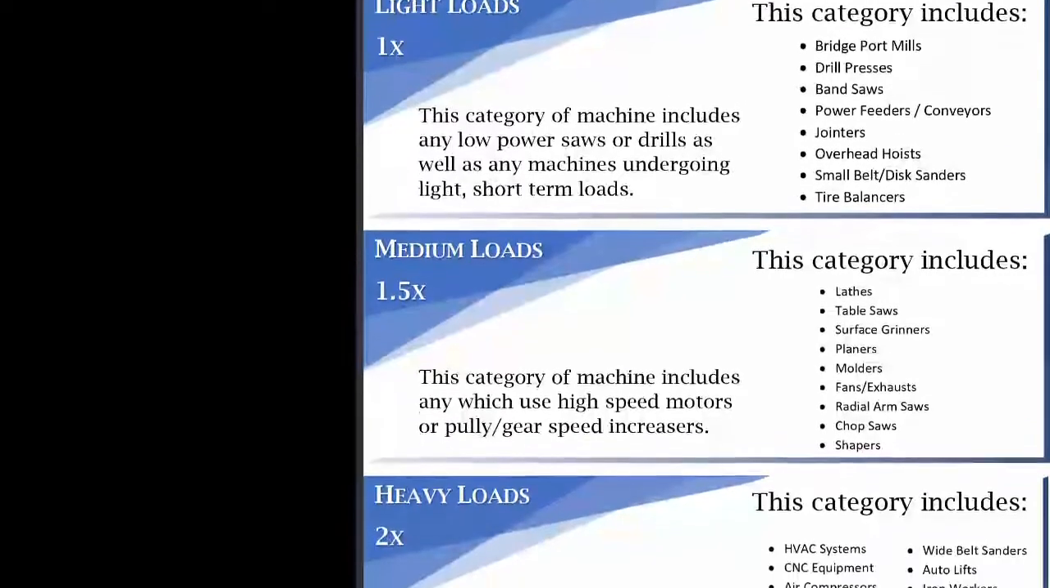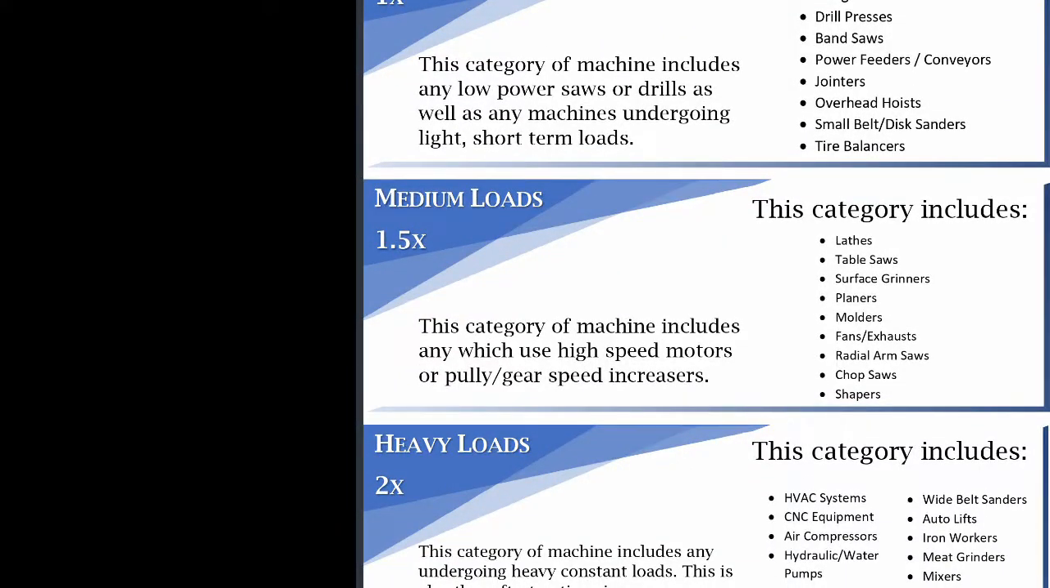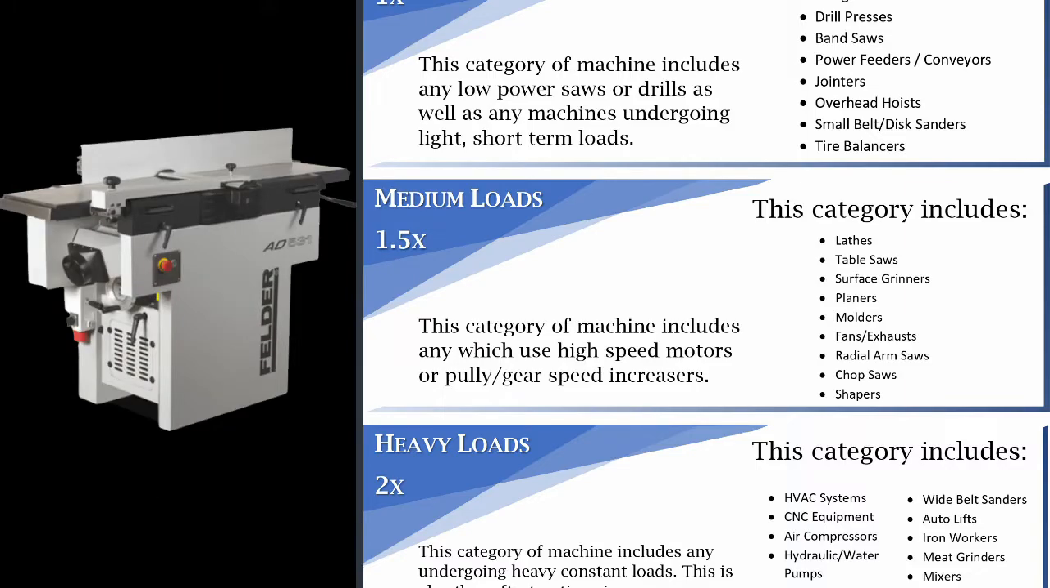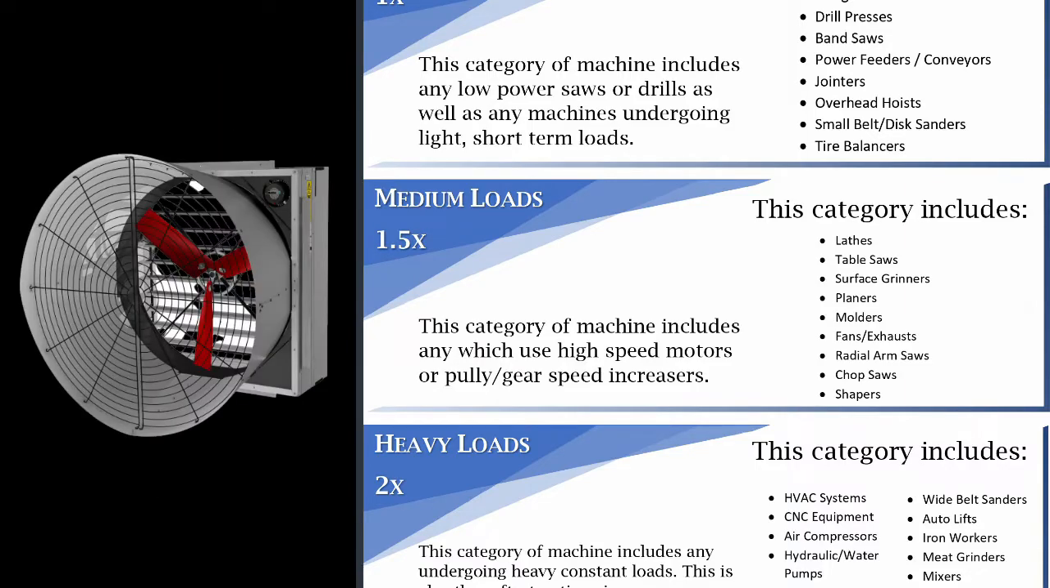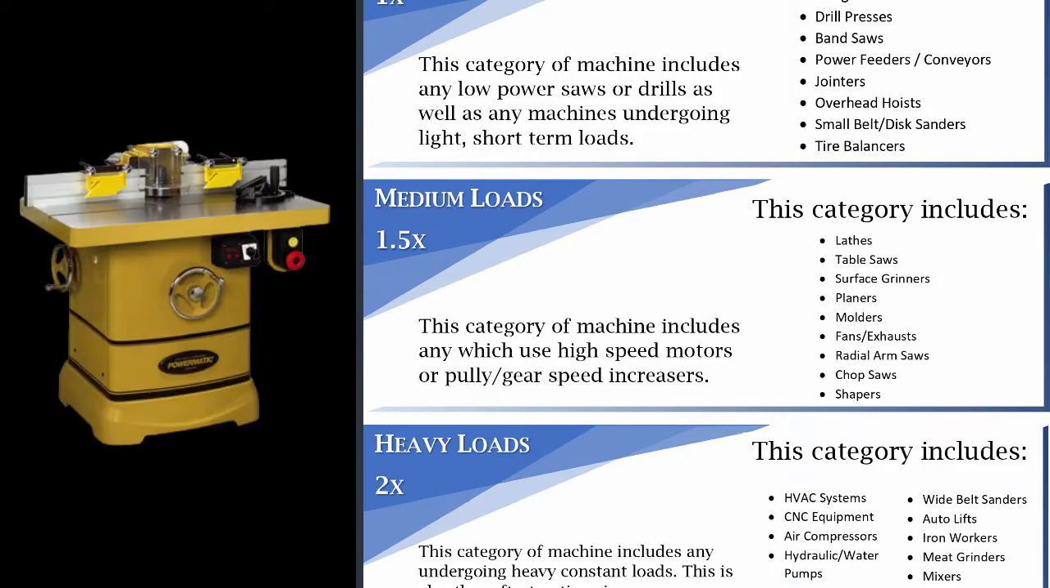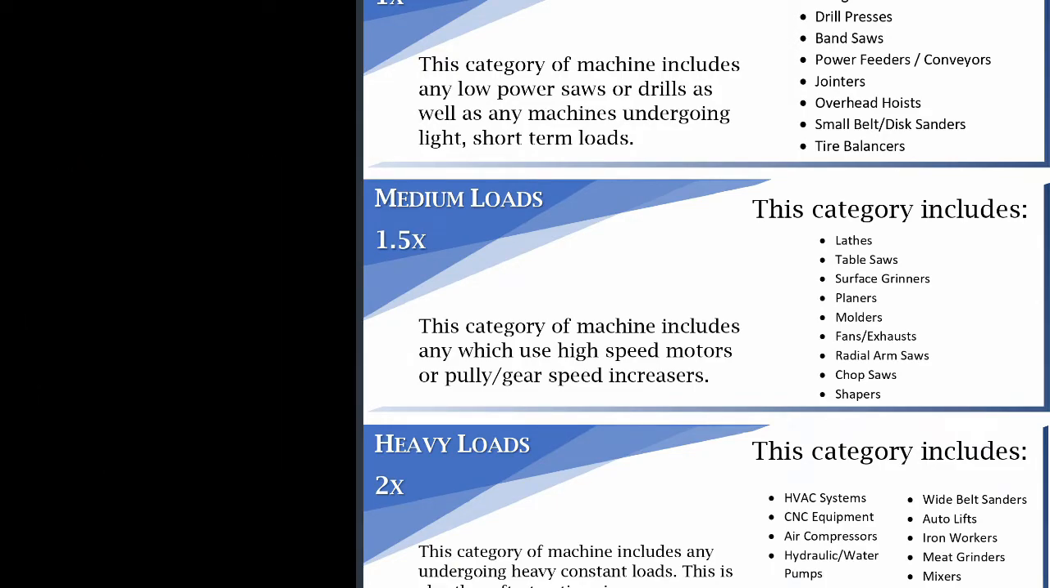For medium loads, we use a 1.5 times multiplier, and some machines that fit into this category are lathes, table saws, surface grinders, planers, molders, fans and exhaust, radial arm saws, chop saws, shapers, and pretty much anything that has a speed increaser or a high speed motor on it, or pulley or gear speed increasers.